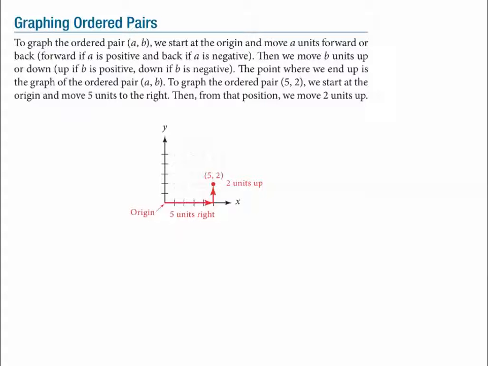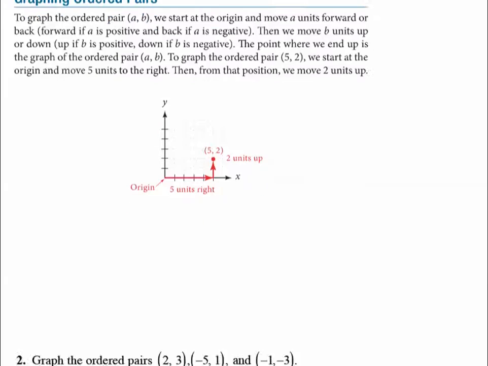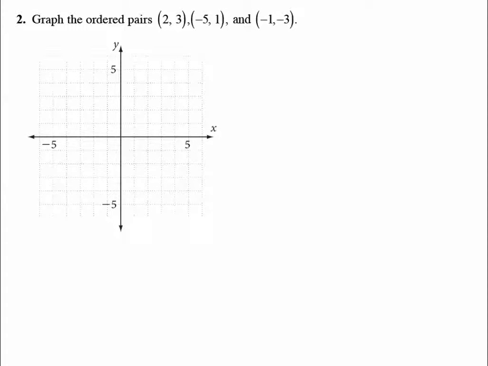Okay, good there? Because the next one is all yours now. Can you graph for me these 3 ordered pairs? So 2 comma 3, negative 5 comma 1, and negative 1 comma negative 3.